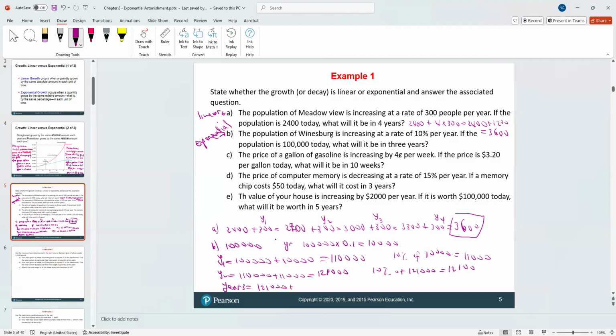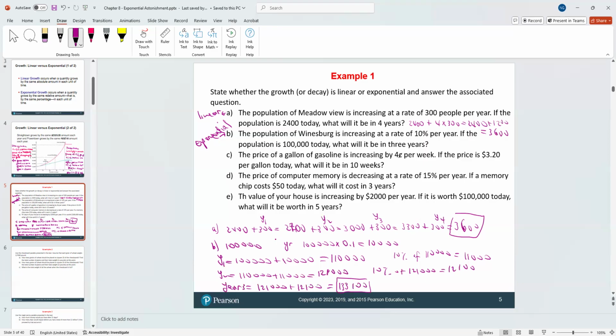Now, for year three, you have 121,000 plus 12,100. When you add these two, it gives you 133,100. So that's exponential growth. That's the first way to do it.